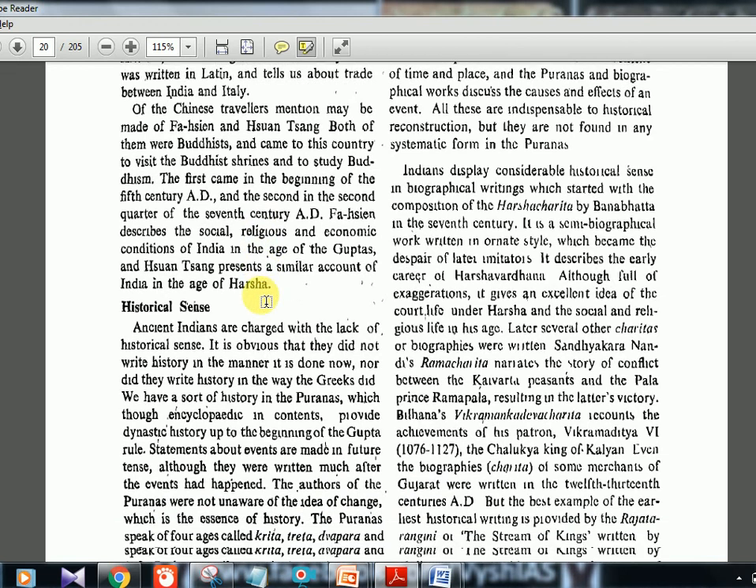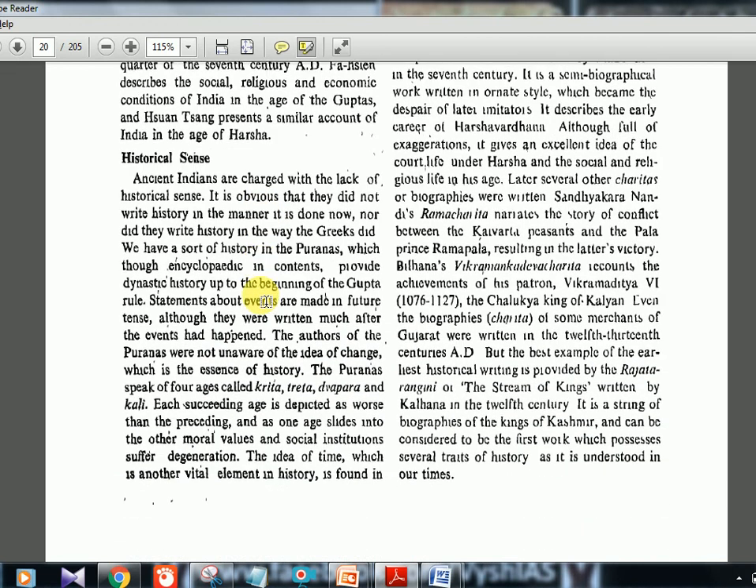Then historical sense, Puranas, not much information here. Just the 4 ages they are telling: Krita, Treta, Dwapara, and Kali. Now it is Kali Yuga. Dwapara was the time of Krishna. Treta was the time of Sri Rama. Treta Yuga, and before that it was Krita Yuga, or maybe Satya Yuga also they sometimes tell.